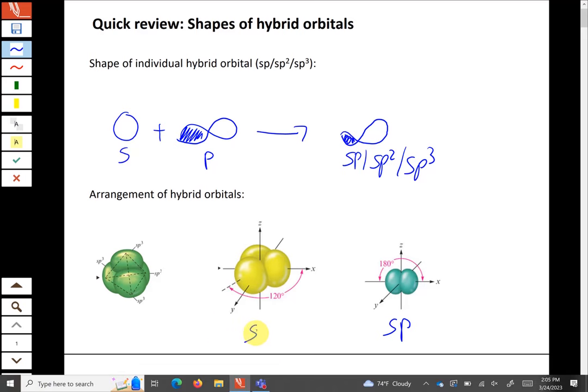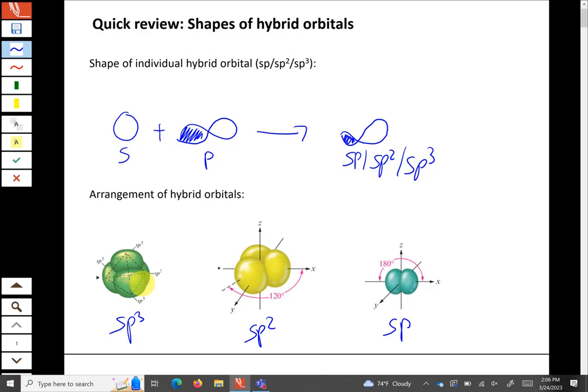sp2, similar story, but now there's 3 of them, and they arrange themselves trigonal planar. And then sp3 is that characteristic tetrahedral geometry where 4 of those orbitals would all point in the directions of a tetrahedron. So just be aware of that possibility coming up on the exam. It's not a big thing that we're going to emphasize. We didn't really talk about shapes of hybrid orbitals in class, and that's what they look like.